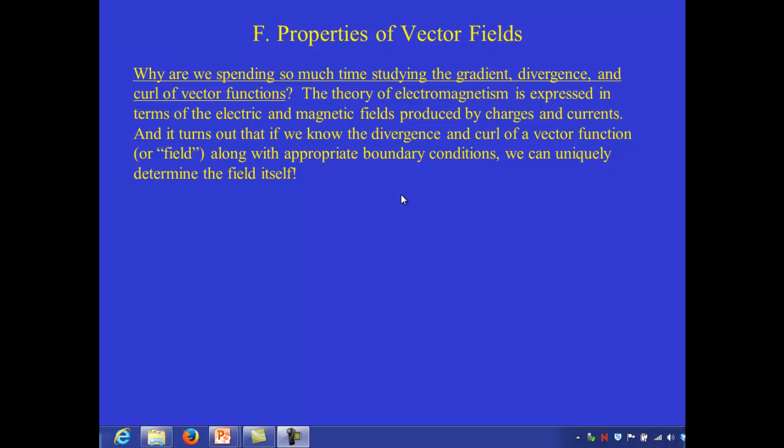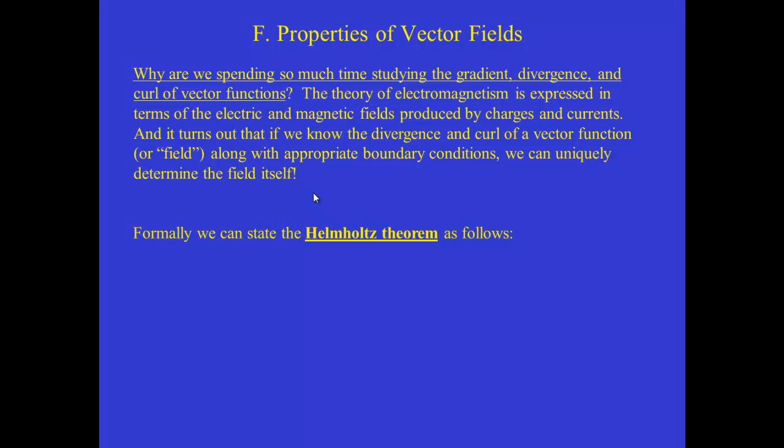The theory of electromagnetism, as you already know from your previous studies, is expressed in terms of the electric and magnetic fields that are produced by electric charges and currents. And it turns out that if we know the divergence and the curl of a vector function, or a field, along with appropriate boundary conditions, we can actually uniquely determine the field itself. And this is why much of the mathematical apparatus of electromagnetism deals with divergences and curls of electric and magnetic fields. We can make this assertion somewhat more formal in the form of the Helmholtz Theorem.